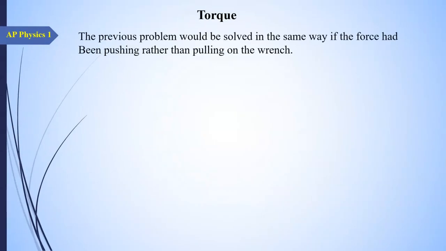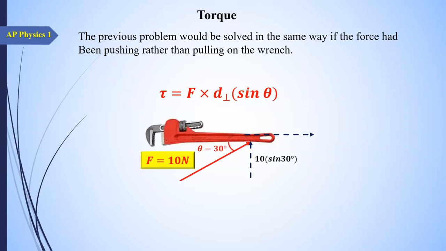The previous problem would be solved in the same way if the force had been pushing rather than pulling on the wrench. So there's the same formula, and you can see the same thing there. This time it's still a 30-degree angle, but it's pushing from the bottom on the wrench. It doesn't matter. It's the angle that it is. It's the component of that force vector, that 10 newton vector, that's pushing upward. And so again, it's 10 sine 30.